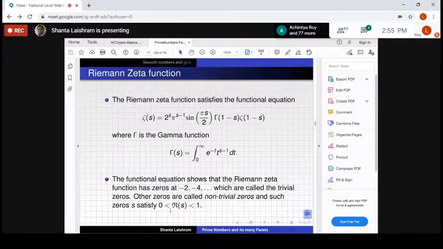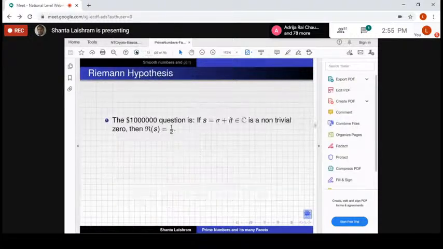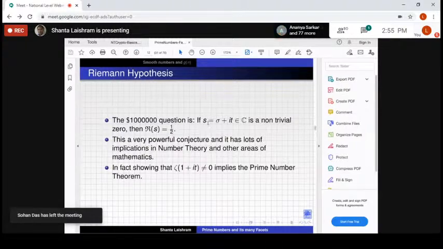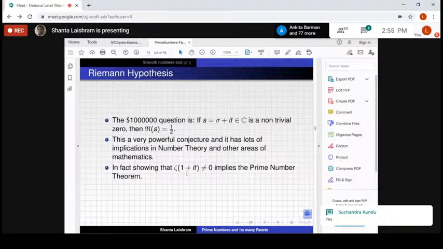They lie in the critical strip. If something is a zero, a root, then the real part lies between 0 and 1. And the Riemann hypothesis, which is a $1 million problem, is the following: if s = sigma + it is a non-trivial zero, then the real part is half. And in fact, 1 + it can never be 0.